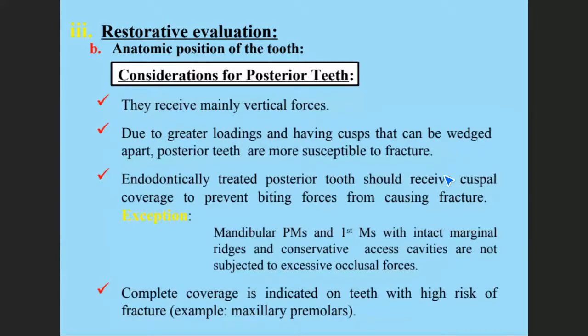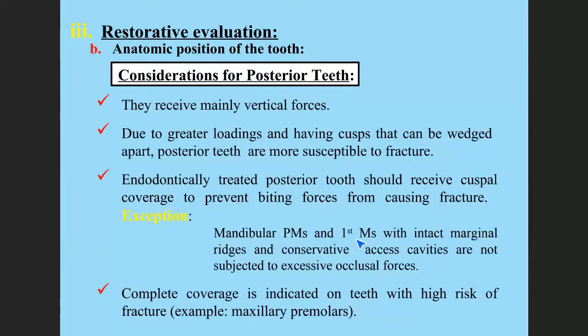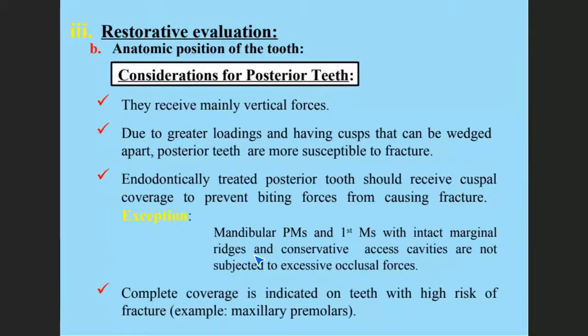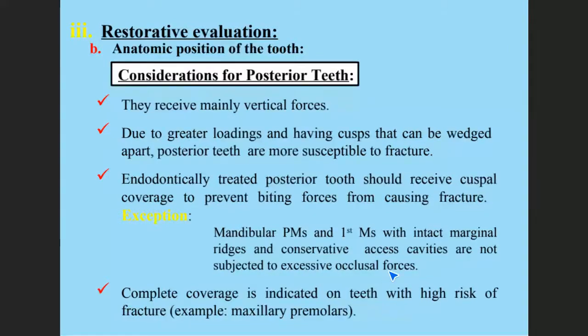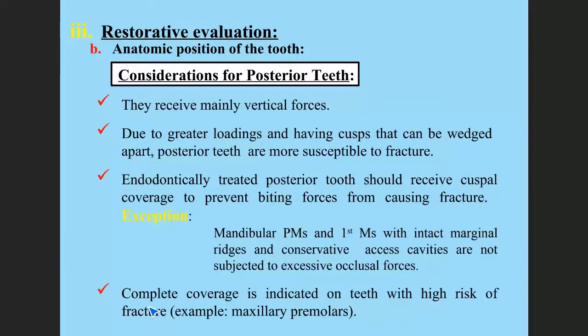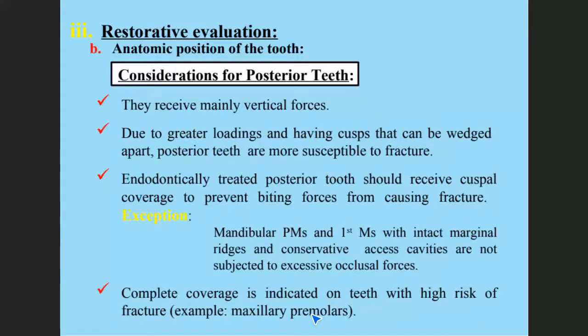We have an exception: the mandibular premolars and first molar with intact marginal ridges and conservative access cavities. Those teeth are not subjected to excessive occlusal forces, so they may not need occlusal coverage. But complete coverage is indicated on teeth with a high risk of fracture, for example, the maxillary premolars. You see the cusps of the maxillary premolars can be easily wedged apart during function, so they need to be protected by a crown.